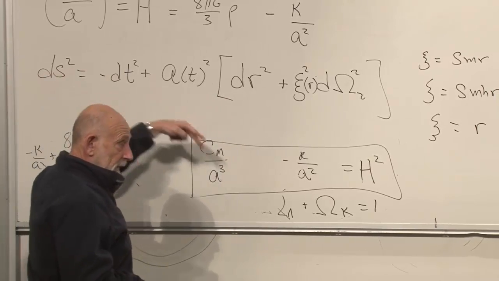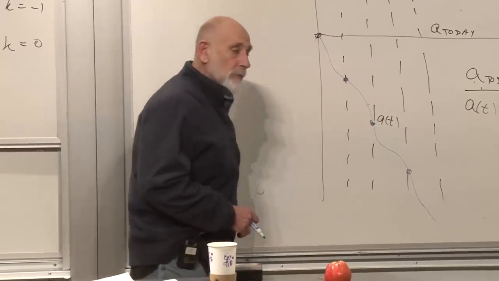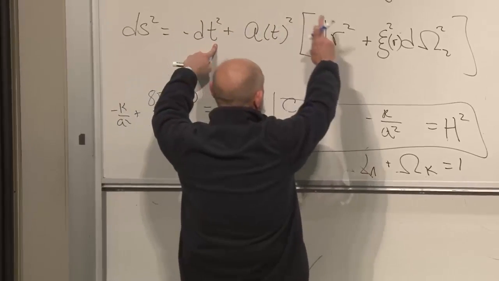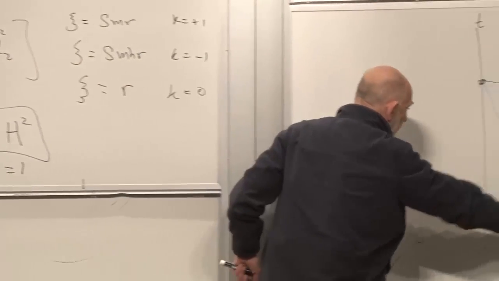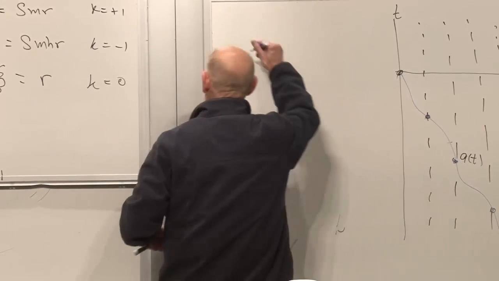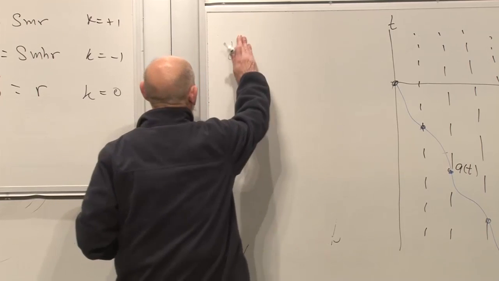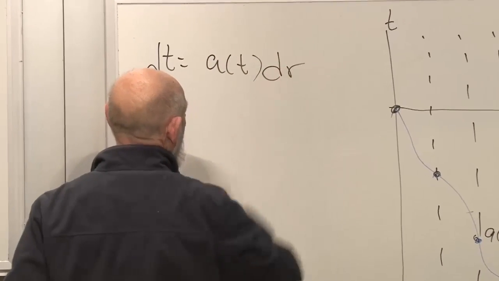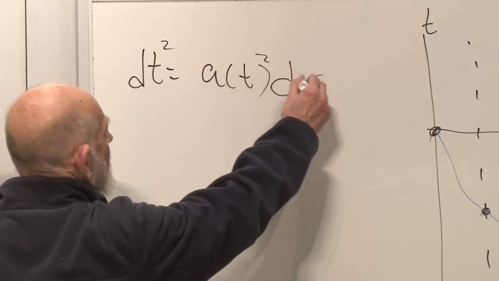Light rays moving radially relative to us, here we are over here, are null rays, which means that dt squared is equal to A of t squared times dr squared. So for a null ray, for an imaginary backward moving light ray, dt is equal to A of t dr. Now, I don't quite have it right here. I have the sign wrong. Of course, what's true is dt squared is equal to A of t squared times dr squared.